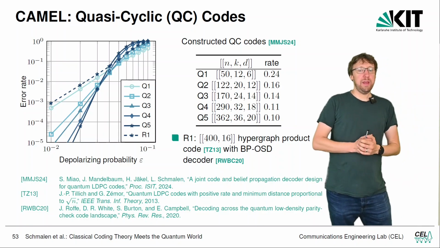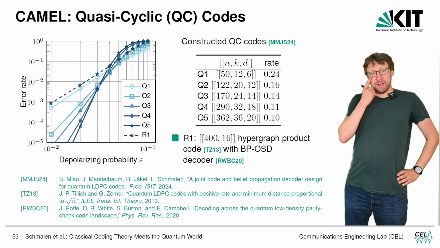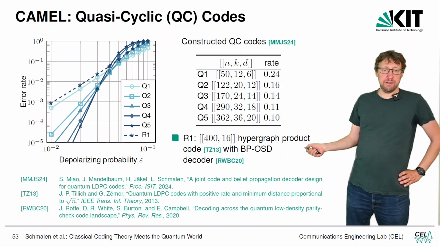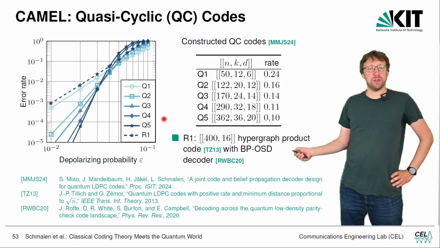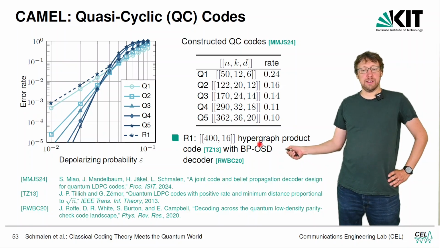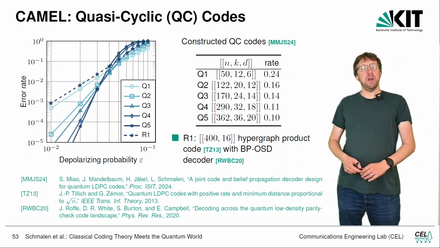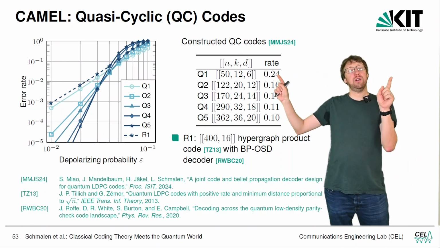So here are some results of the CAML scheme. There are a lot of curves, but let me quickly walk you through it. We have the error rate as a function of the depolarizing probability of the channel. The dashed curve is a reference code. It's a 416 hypergraph product code, which means you take 16 logical qubits and you map them to 400 physical qubits.